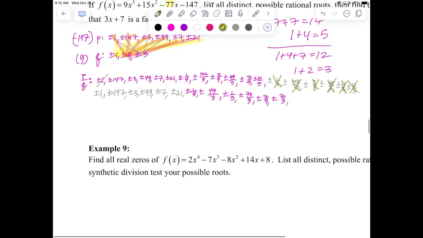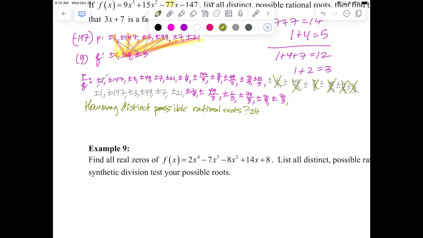So now here's a great multiple choice question on the test. How many distinct possible rational roots? Count them up. 1, 2, 3, 4, 5, 6, 7, 8, 9, 10, 11, 12 times 2, 24. What was 21 there? 21 thirds? Yeah, that's 7. So we already had 7 listed.